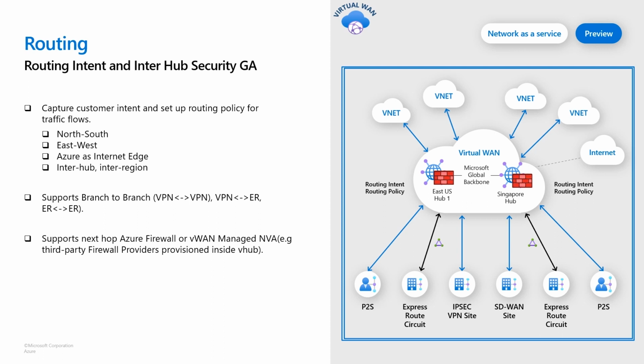Also, we now support branch-to-branch connectivity through the Azure Firewall in the sense that it will secure your traffic when it's coming from VPN or ExpressRoute branches. Earlier, we couldn't do that. If you wanted ExpressRoute to ExpressRoute security through Azure Firewall, that wasn't possible. Now it is. We also, through this routing intent, support a next hop of Azure Firewall or a managed NVA, or a network virtual appliance that's available inside the Virtual WAN hub.